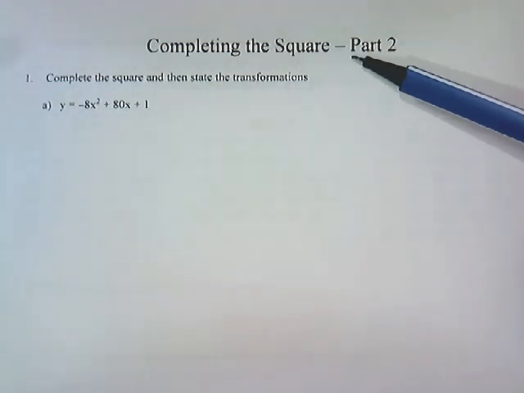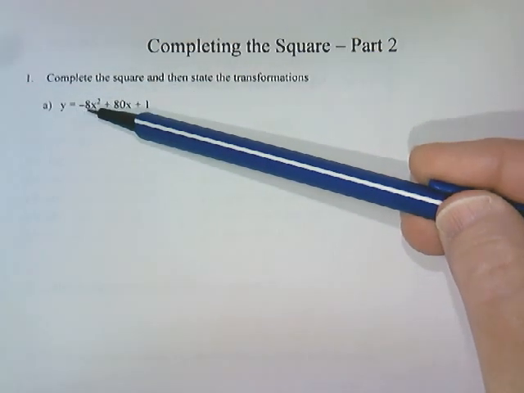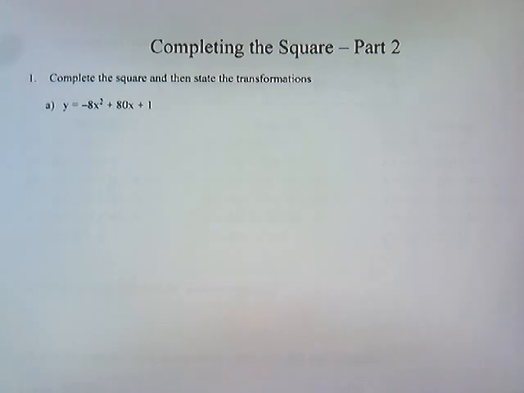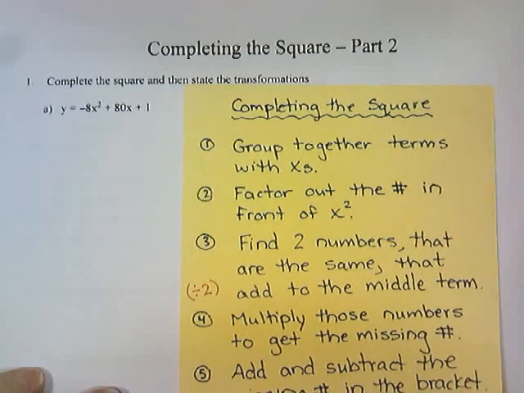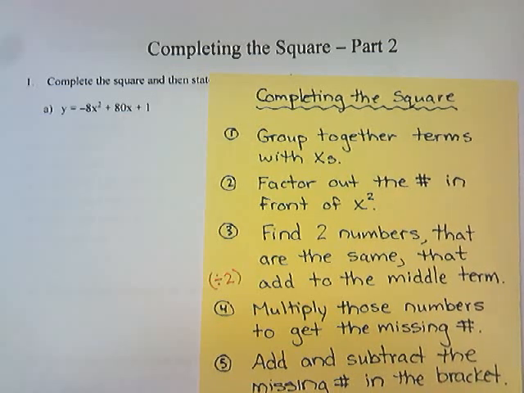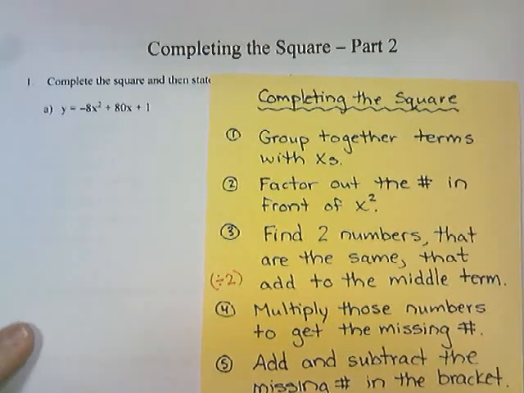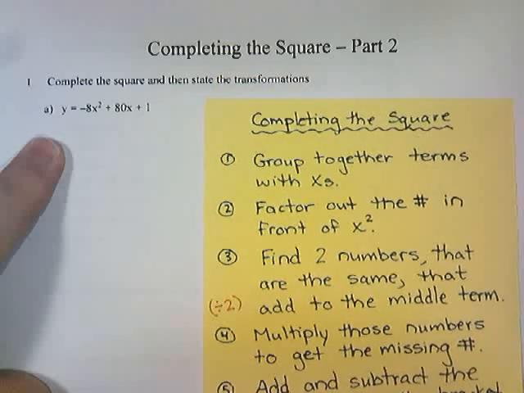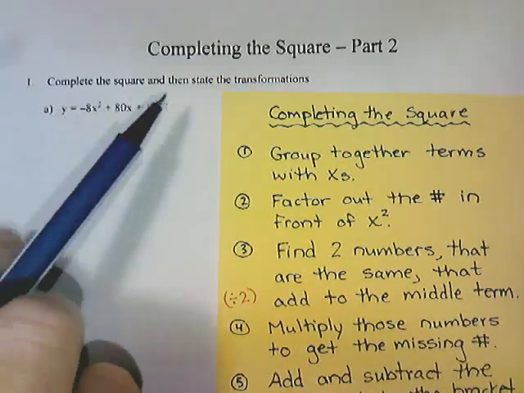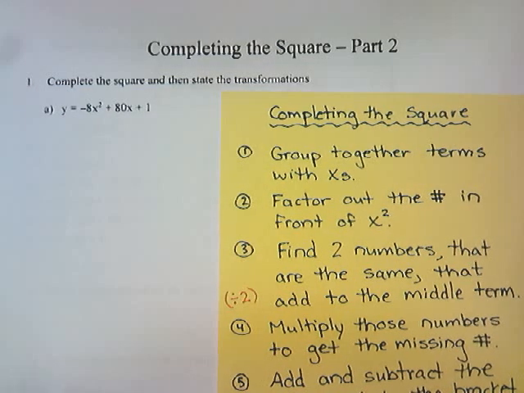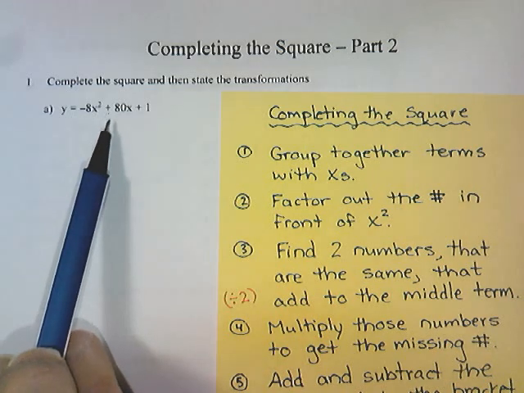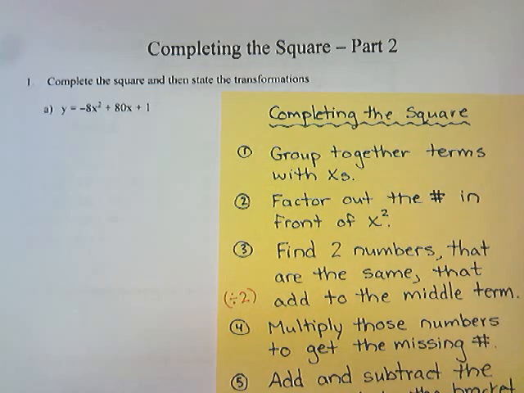Specifically, we're going to be completing the square where the value in front of the x squared is a negative. So I do have with me my handy little set of instructions that we figured out yesterday. Hopefully you made a list that you can follow as well. And we are going to try tackling these questions. It says complete the square and then state the transformations. So up first we have y equals negative 8x squared plus 80x plus 1.